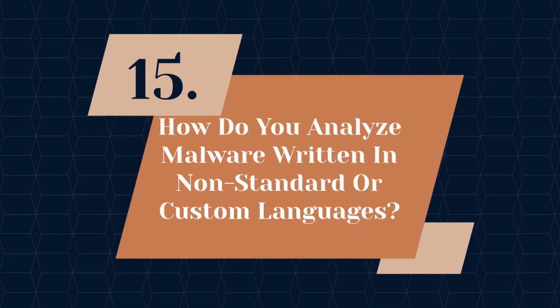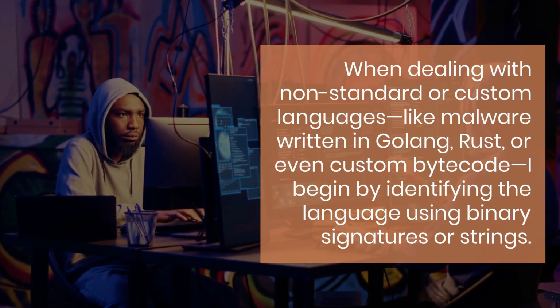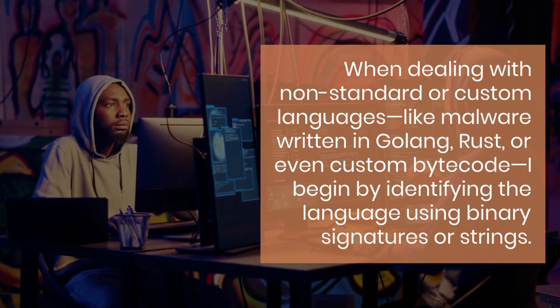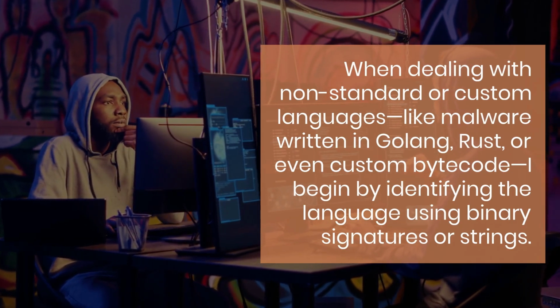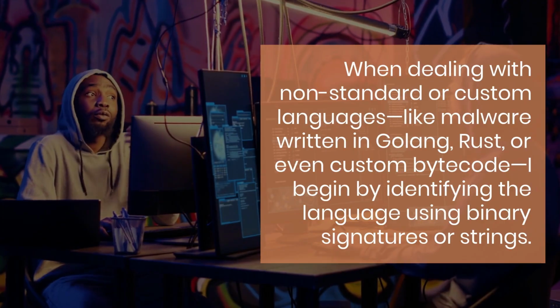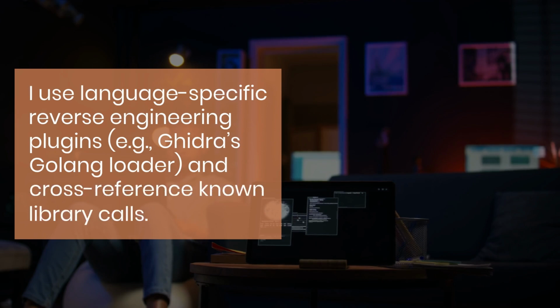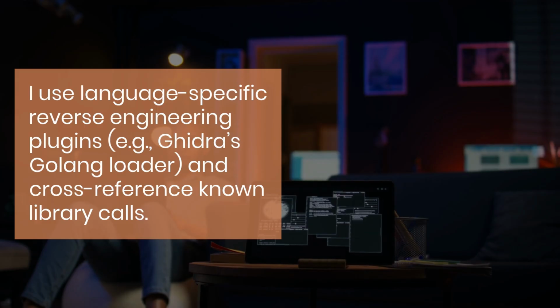15. How do you analyze malware written in non-standard or custom languages? When dealing with non-standard or custom languages like malware written in Golang, Rust, or even custom bytecode, I begin by identifying the language using binary signatures or strings. For Golang and Rust, I account for large binary sizes and embedded runtime. I use language-specific reverse engineering plugins, e.g., Ghidra's Golang loader, and cross-reference known library calls.